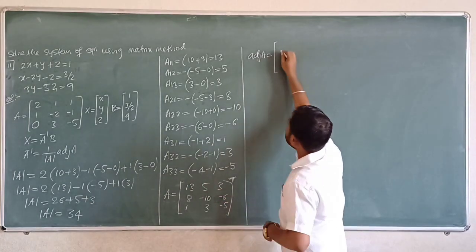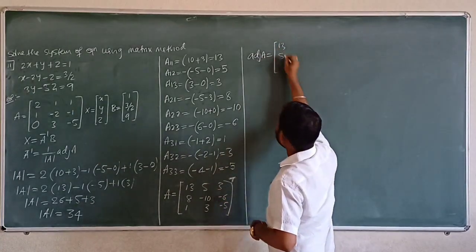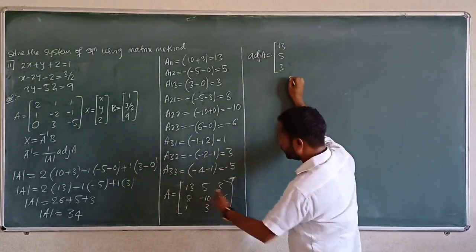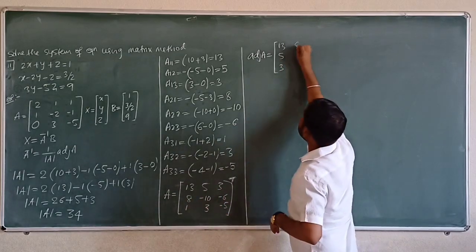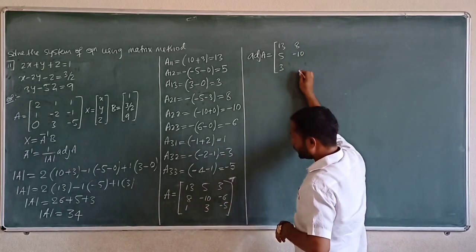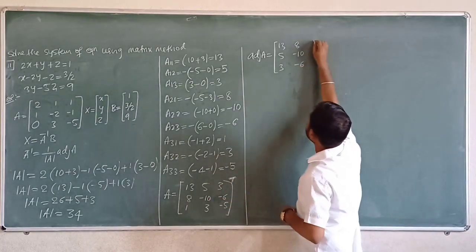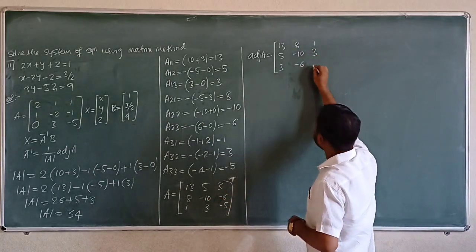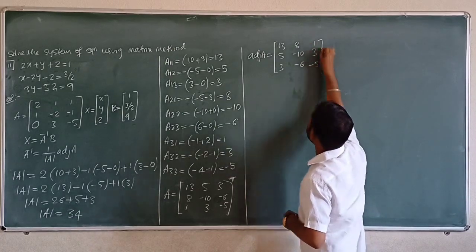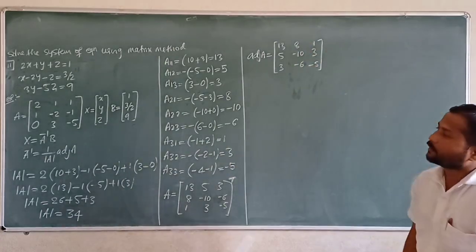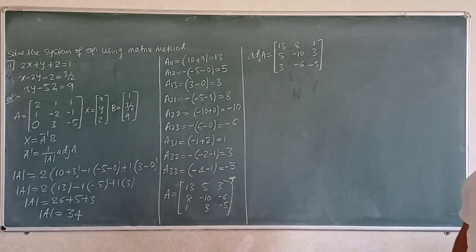Row to column now. That is 13, 5, and 3 is the first column. Second row becomes second column. That is 8, minus 10, next minus 6 is the second column. Third row becomes third column. That is 1 3, 1 3, that is minus 5 now. It is which answer here? It is the adjoint answer now, right?